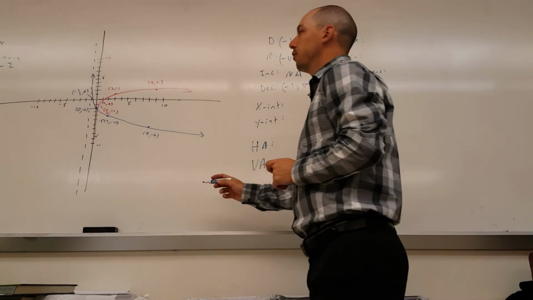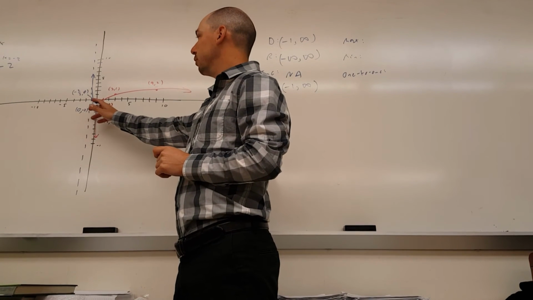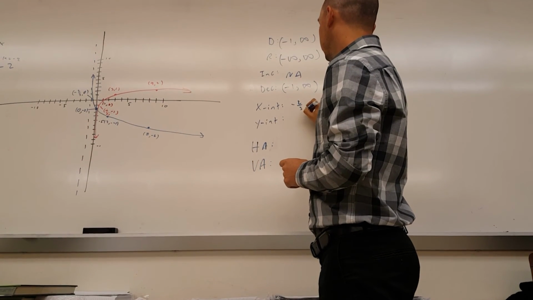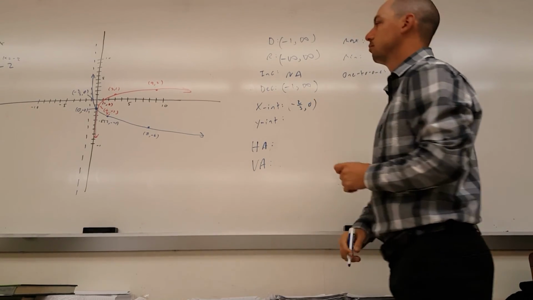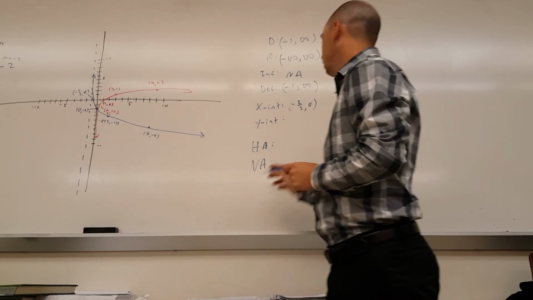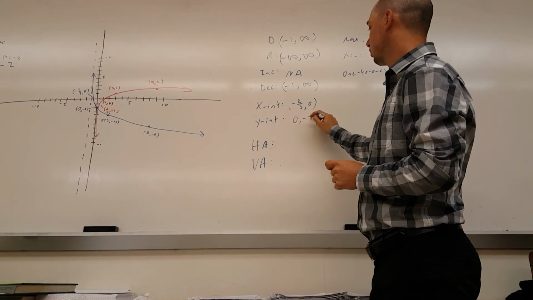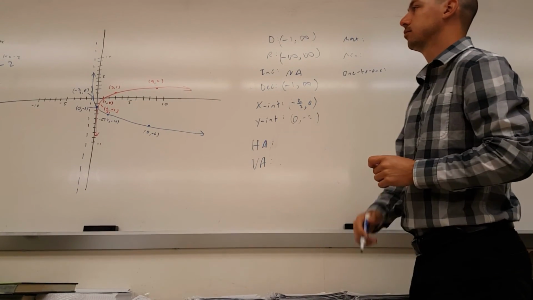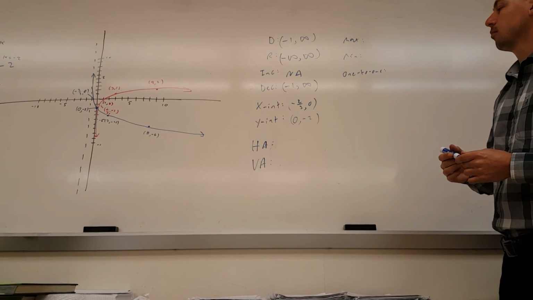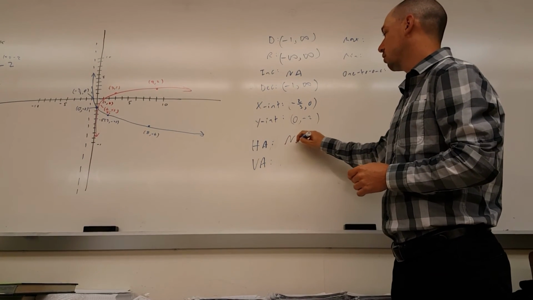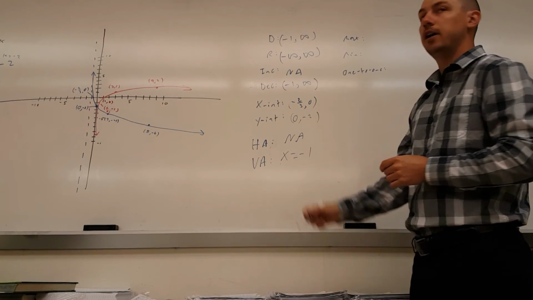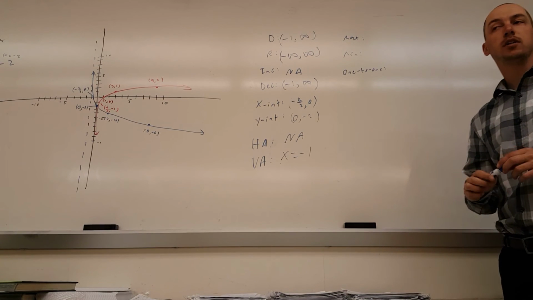X-intercept, we found that point when we were graphing: (-2/3, 0). Our y-intercept we also got: (0, -2). No horizontal asymptotes. Vertical asymptote, x equals -1. Make sure that you write x equals. If you just put -1, that's not good enough.